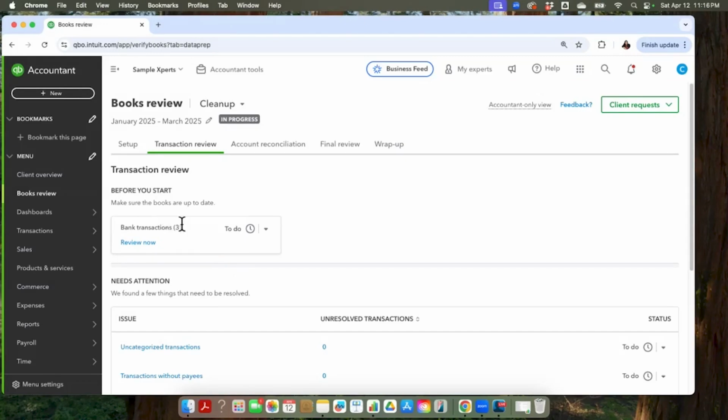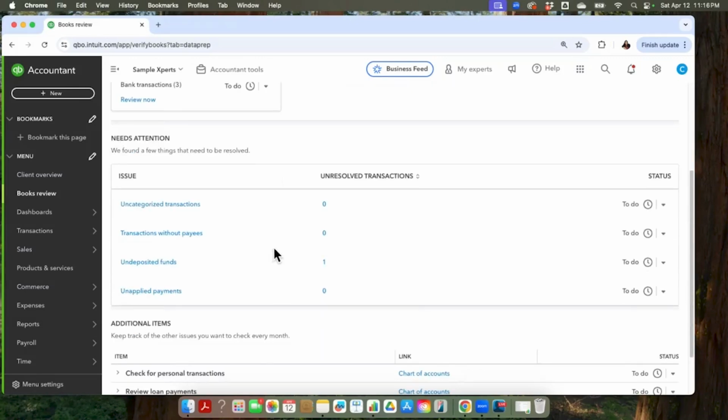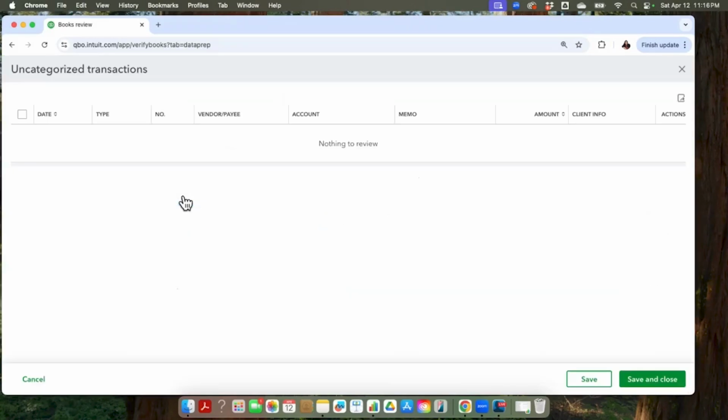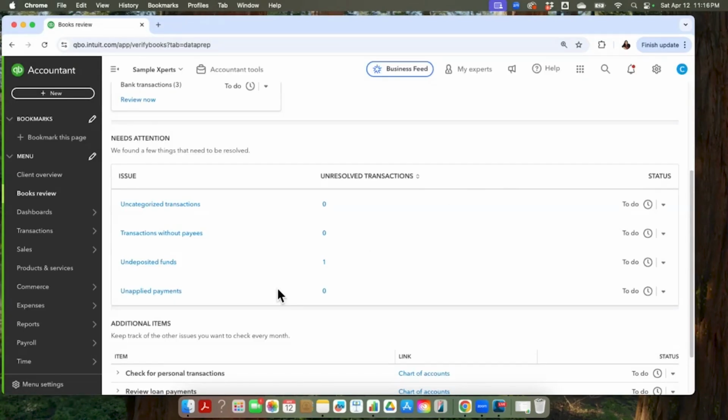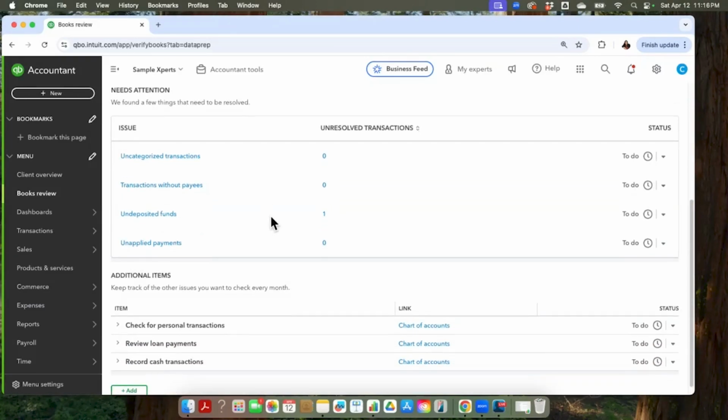Transaction view. If there's anything here, it means you still have transactions to be categorized. If you have transactions under uncategorized transactions, you can click right here and you'll see all those transactions. Of course, there's nothing here. This is a sample account, but if there is, you can click on this page and send it to your client. Now, for you clients, for you business owners, you can see those transactions in your profit and loss. The transactions without payee are not going to be here, and you as a business owner won't see it, but your accountant will.